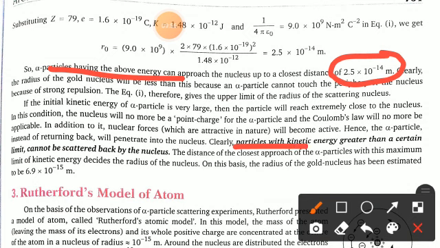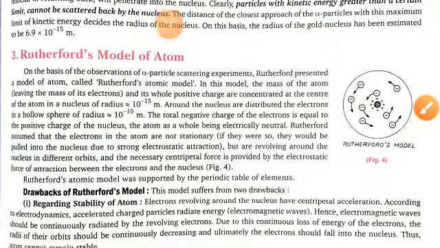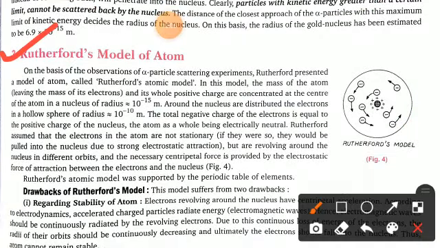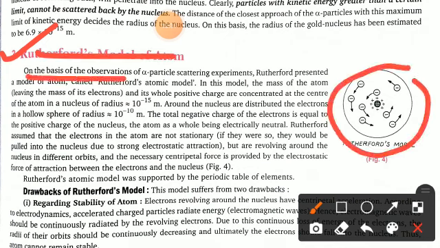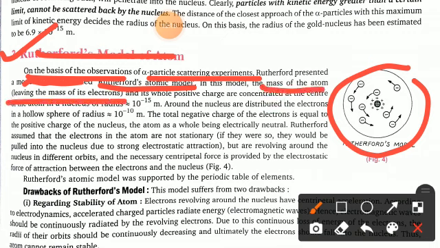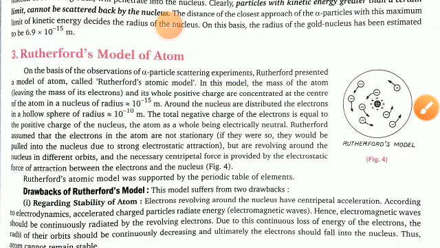Now come to here. So clearly, a particle with kinetic energy greater than a certain limit cannot be scattered back by the nucleus. Fine. Now we will discuss the Rutherford model of the atom. You can see here, this is the third one, and this is the Rutherford model. On the basis of the observations of the alpha particle scattering experiment, Rutherford presented a model of the atom called the Rutherford atomic model. And what happened in this model? In this model, the mass of the atom, leaving the mass of its electrons, and its whole positive charge are concentrated at its center. Clear?